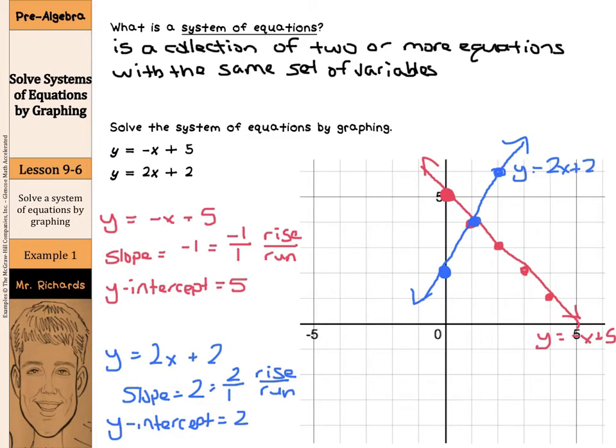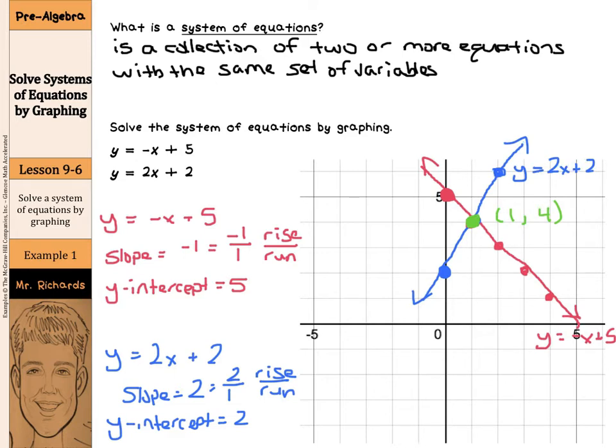Now what does that actually mean? What are we looking for? We're looking for an intersection point here. And you can see that we have an intersection point right there. And that is at 1, 4. And so as I solve the systems of equations by graphing, our answer is 1, 4.